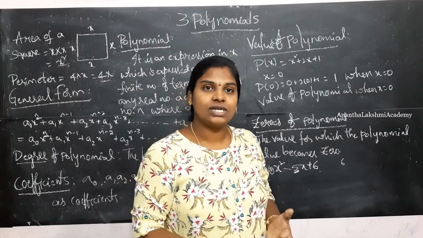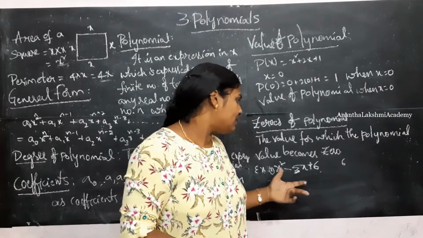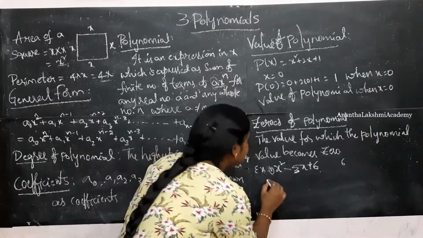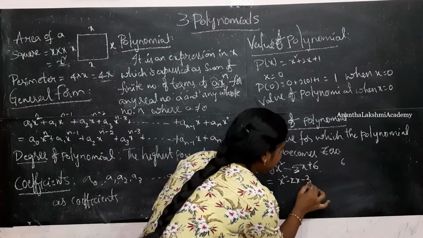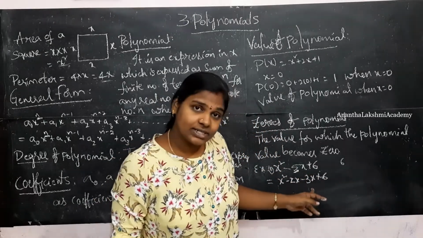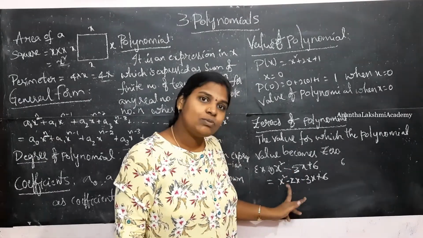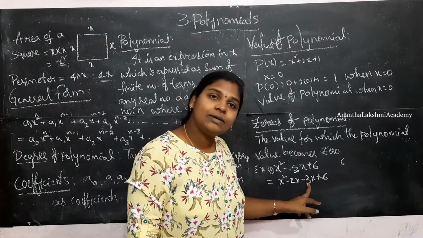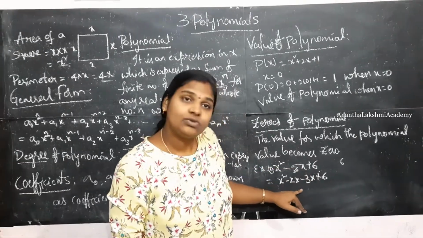What are the factors of 6? 2 and 3. When I sum them, 2 plus 3 becomes 5, and 2 when multiplied with 3 gives 6. So how am I going to write these factors? This is x square minus 2x minus 3x plus 6. Now I have split 5x into 2 parts, which are 2x and 3x, and since this is minus, I have given minus. Minus 2 multiplied with minus 3 gives me plus 6. And minus 2 when I sum it up with minus 3 gives me minus 5. So this expression is split into these two expressions.